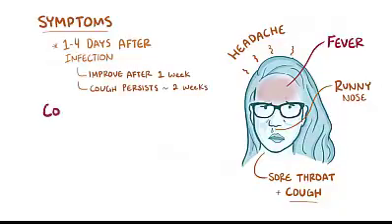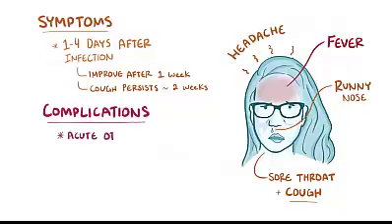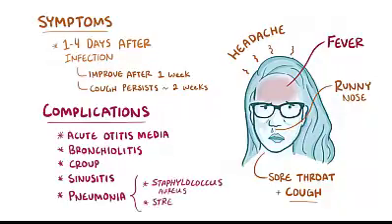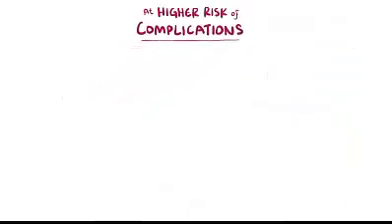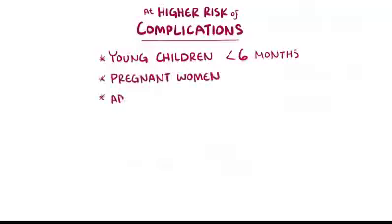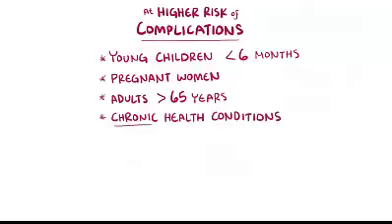There can sometimes be complications though, like acute otitis media, bronchiolitis, croup, sinusitis, and pneumonia, including antibiotic-resistant strains caused by Staphylococcus aureus and Streptococcus pneumoniae. The highest risk of complications is among groups like young children under 6 months of age, pregnant women, adults over 65 years old, and those with chronic medical conditions like chronic heart or lung disease.